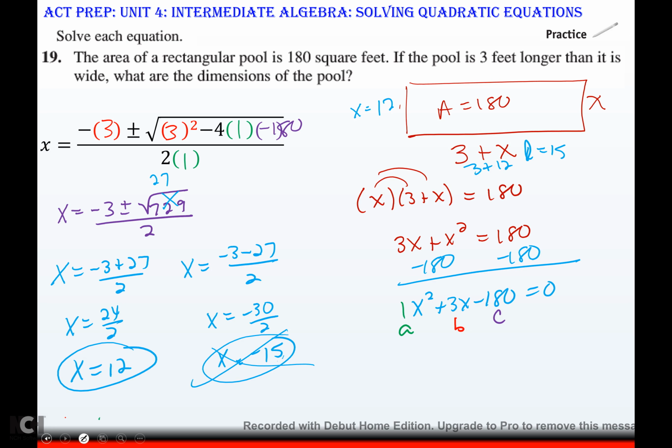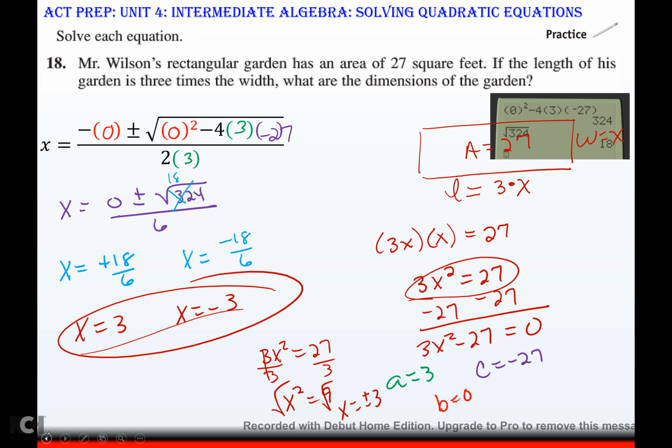We didn't answer the last one, did we? Yeah, this one, it says, what are the dimensions of the garden? I didn't actually find out. Again, we're talking about dimensions of a garden, so a negative distance makes no sense. We would call that extraneous. My width, that's what I called x, is 3, then times that by 3, and my length would be 9 feet.